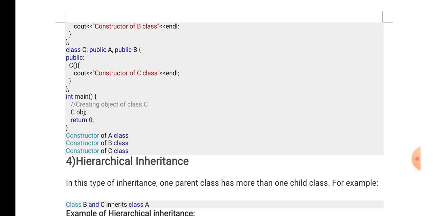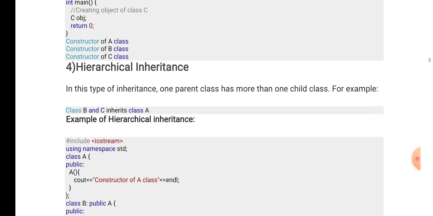If you want to inherit from more than two classes, you write a comma followed by public followed by another class name, like that. The C class constructor is written with a cout statement. When we create an object of C class, it calls the C class constructor, which automatically calls the parent class constructors of A and B. So first the constructor of A class will be the output statement, then the constructor of B class, then the constructor of C class.